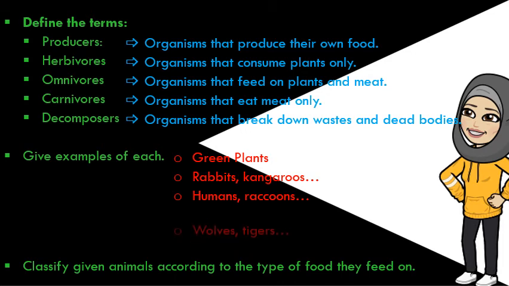Carnivores. Wolves, tigers, snakes, eagles, and much more. Lots of animals are carnivorous animals. They feed on meat only. Decomposers. We mentioned lots of examples of decomposers such as cockroaches, fungi, bacteria, ants, earthworms.